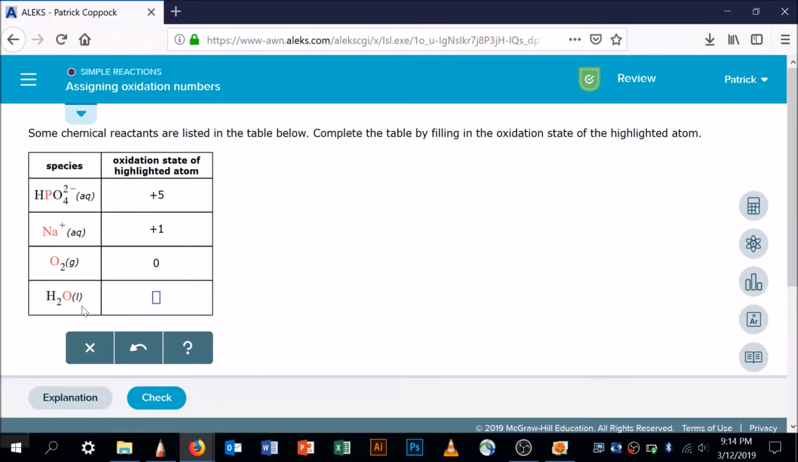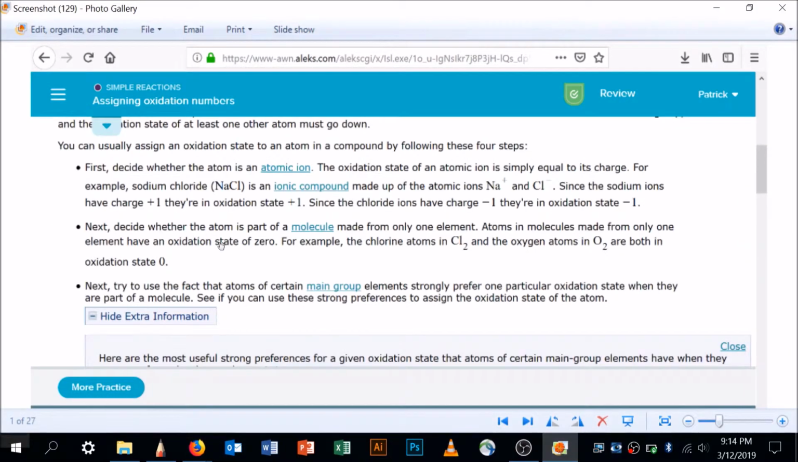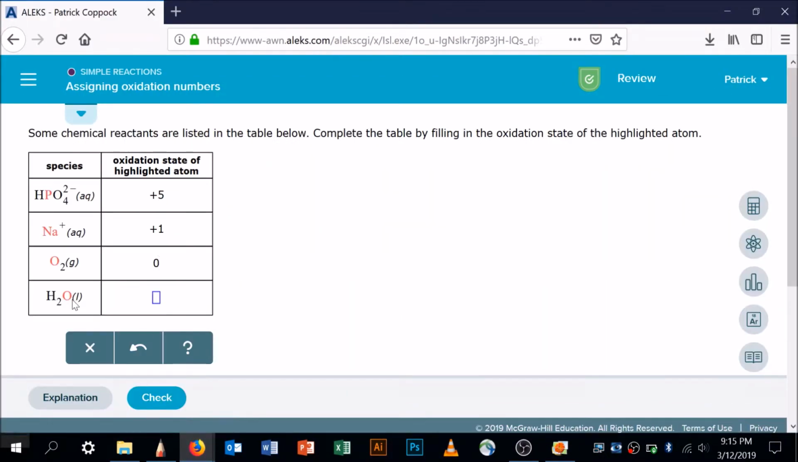Now, let's go to H2O. So we're supposed to do the oxygen in H2O. Let's go back over here to our rules. First, decide whether it's an atomic ion. It's not, right? It was a molecule. Next, decide whether the atom is part of a molecule made from only one element. No, so it's not that. Next, try to use the fact that the atoms of certain main group elements strongly prefer one oxidation state or another. So let's go back over here. It was H2O, right? And it's the oxygen we're doing.